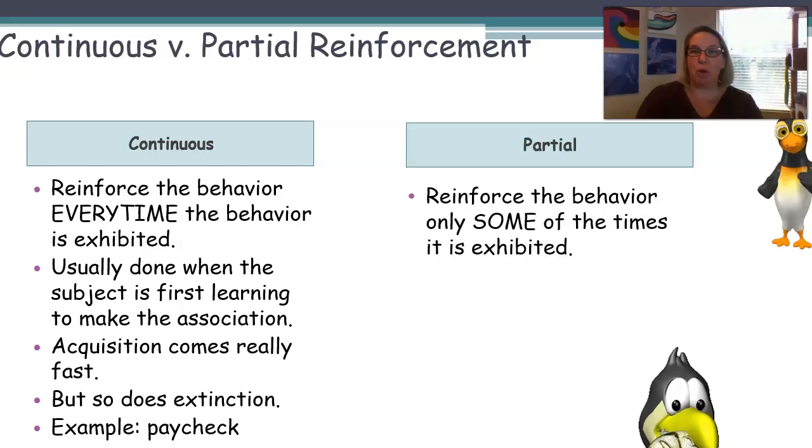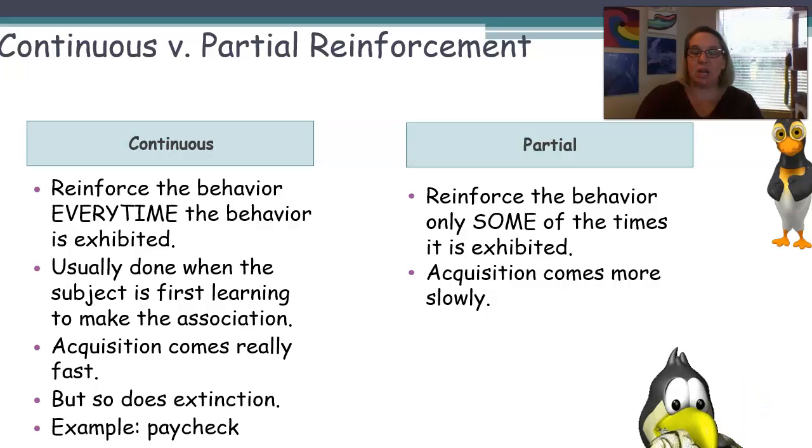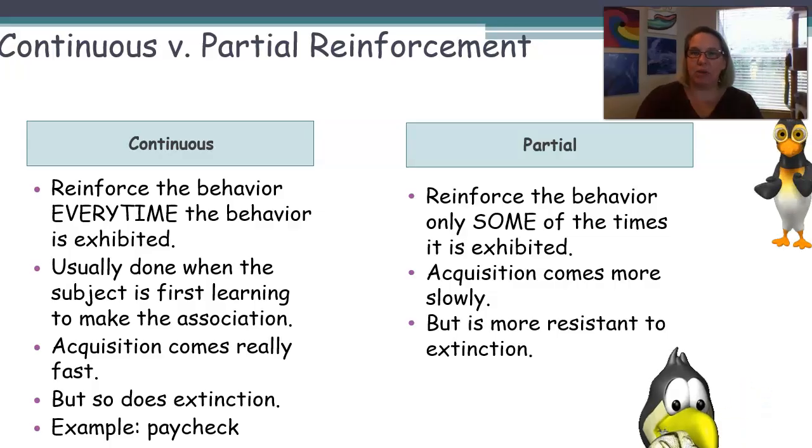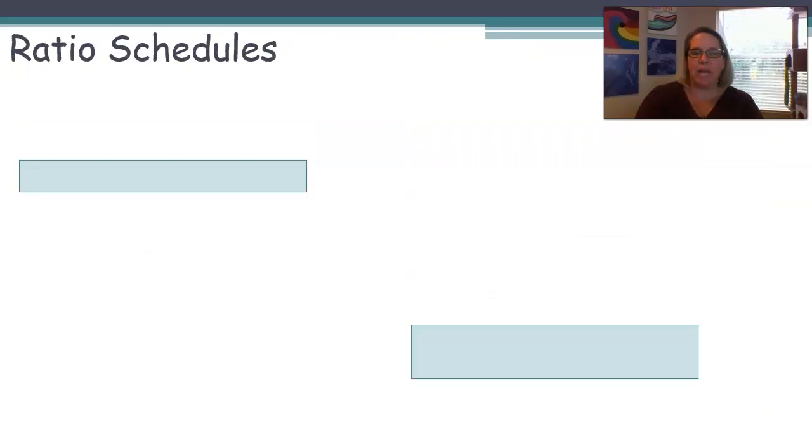All right. Then partial reinforcement. In partial reinforcement, we're going to reinforce the behavior only some of the time. Acquisition comes a little bit more slowly. Okay, it takes more time, but it is more resistant to extinction. And there are 4 types of partial reinforcement schedules, and that's what we're going to talk about mostly today. The first 2 types of partial reinforcement schedules are ratio schedules.